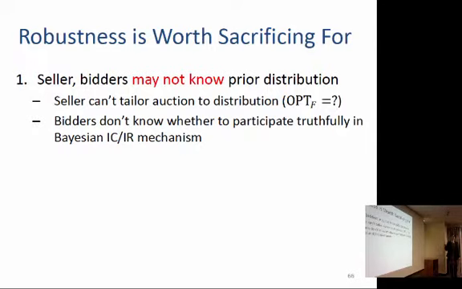So the first obvious reason to have robustness is that sellers and bidders just may not know the prior distribution. If the seller doesn't know the prior, how can he focus on an auction carefully tailored towards the prior? And if the bidders don't know the prior, then if they're faced with a Bayesian mechanism, they're not sure whether they should participate truthfully or not.